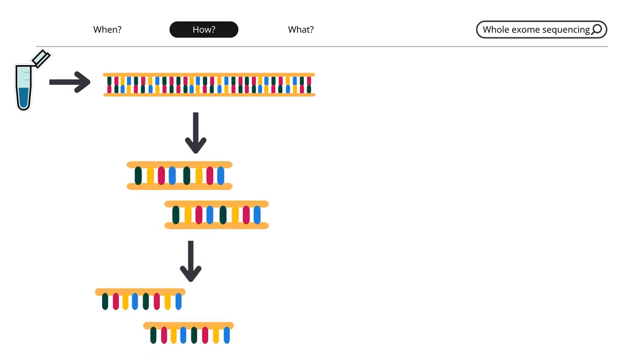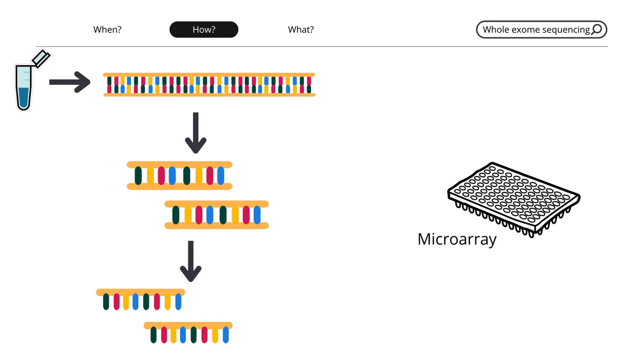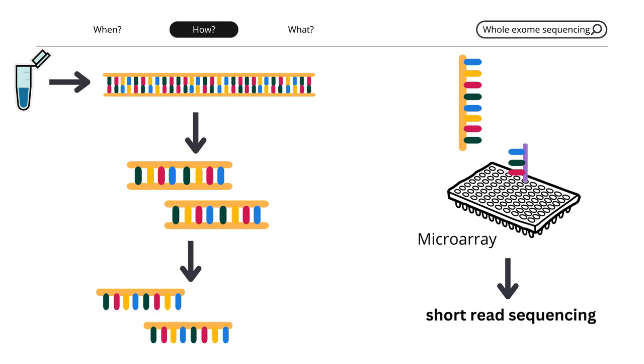The difference is using microarrays, which is a surface covered with thousands of spots. Each one of these spots is embedded with a specific molecule called a probe. Probes are known sequences that are complementary to the exons and function to latch onto only exons and not other DNA fragments. Now that we have captured only the exons, this can be sequenced using short-read technologies.